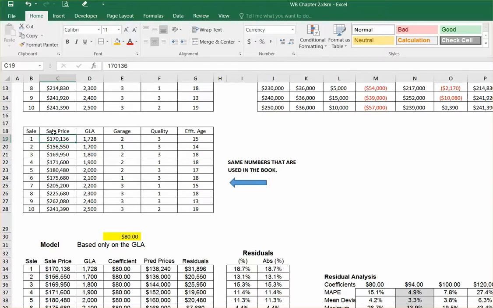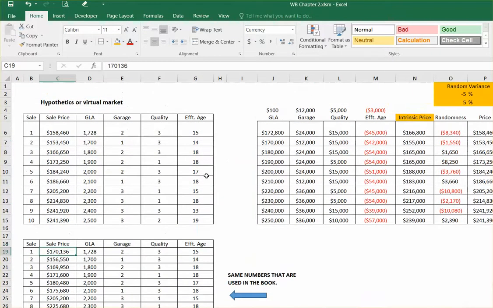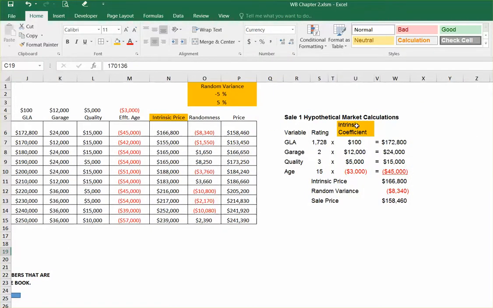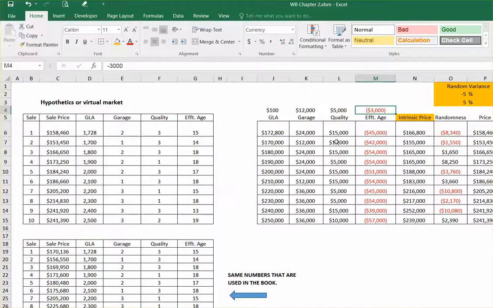Now this again is a hypothetical market that was set up, and it's not a real market, but because it's a hypothetical market, we know some things about this. We know these sales prices, but we also know the intrinsic prices. And we also know, maybe most important right now, the intrinsic coefficients. And they're up here at $100, 12,000, 5,000, and a -3. So we know what they are. These are the things we try to normally extract. So now when I use something to try to extract them, I have a way to know how well that analysis did because I know the real answers.